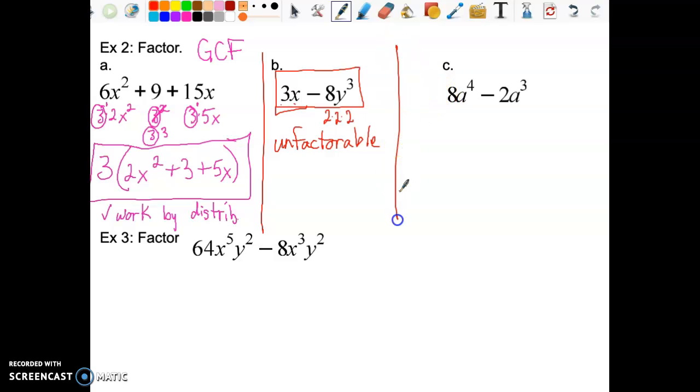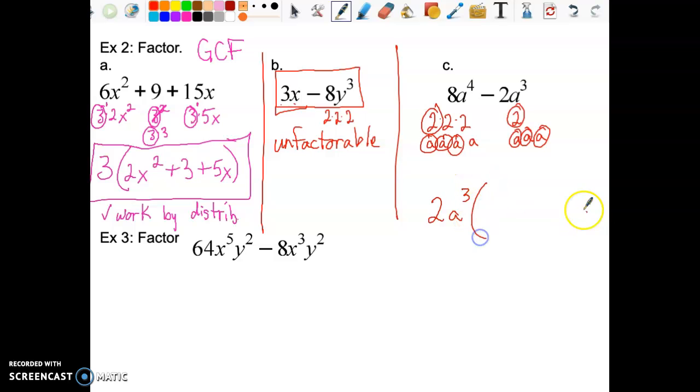Another way that I teach this sometimes, let me explain letter C slightly differently, because maybe those first two methods didn't work for you, is I actually just write out 2 times 2 times 2 gives me 8. And then I write out a times a times a times a, because maybe you didn't like how I write down the smallest exponent. But if you circle the way I mentioned earlier, there's a 2 shared between each. There's an a shared between each. There's another a shared. And there's another a shared. So what I'm saying is 2a to the third could be factored out.